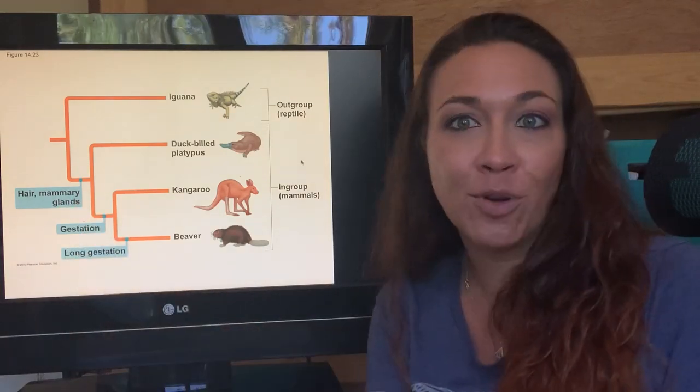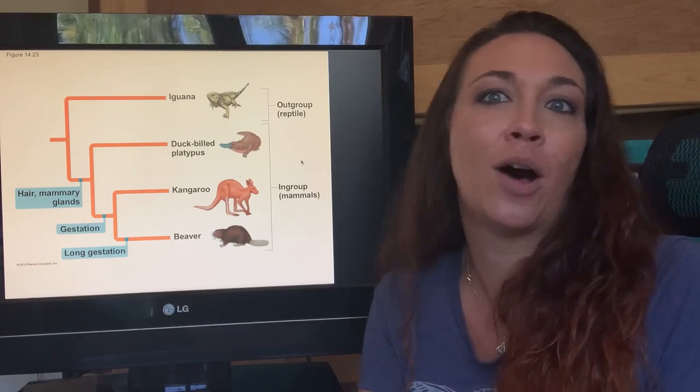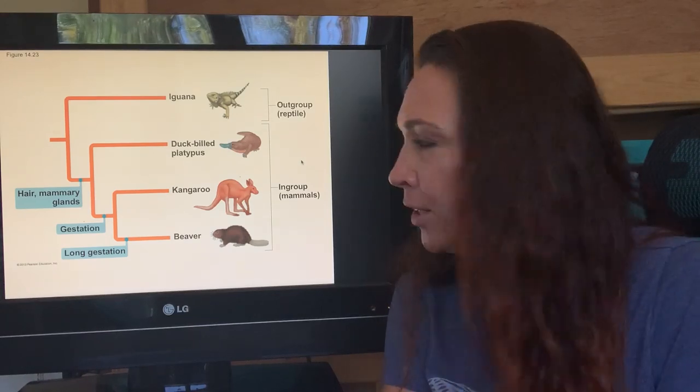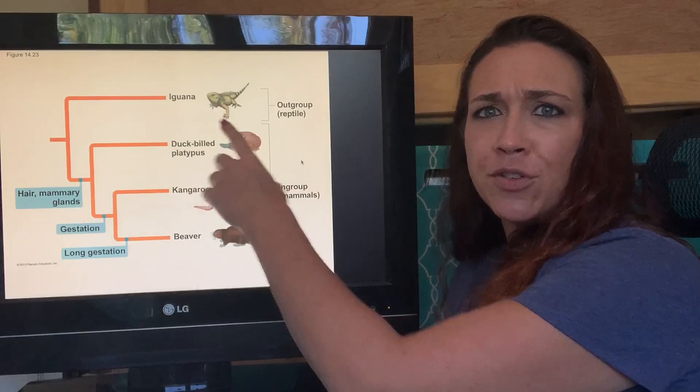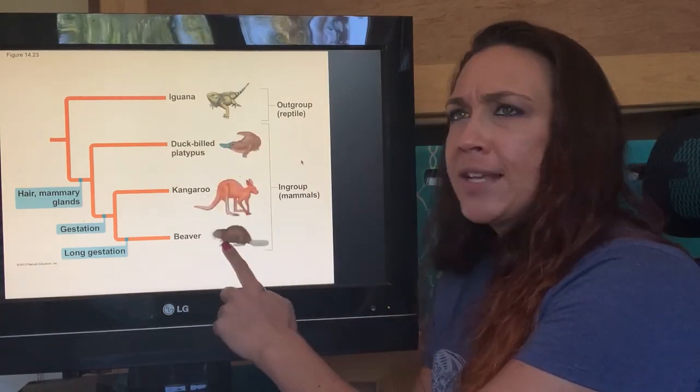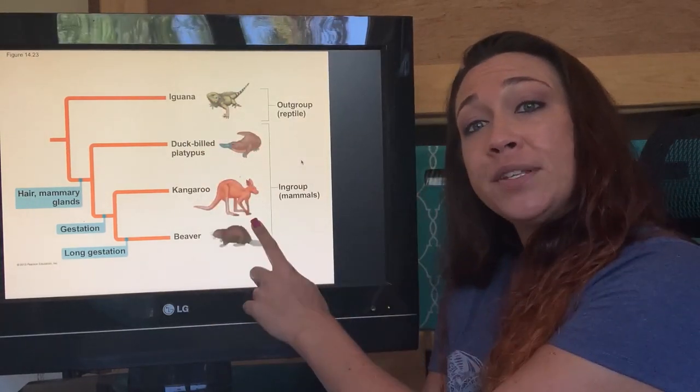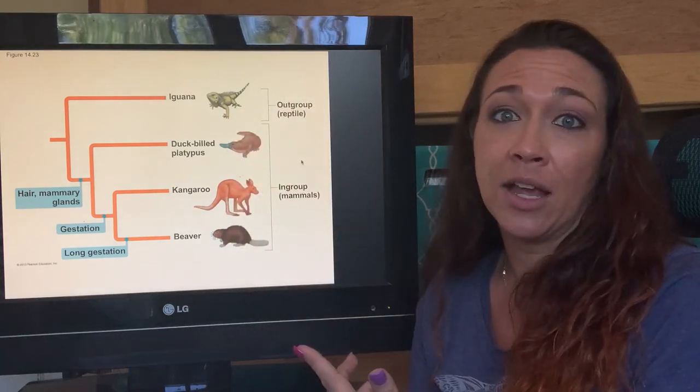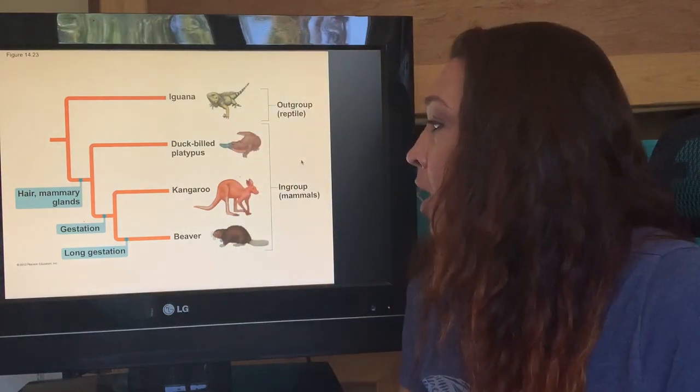The other thing is they all have mammary glands, okay? This is essentially how moms feed their babies, right? The mammary glands. So this guy does not have those. So there's two characteristics now that all these guys have that this guy doesn't have, which means all these guys must be more closely related than this guy. So he must be the outgroup, okay?